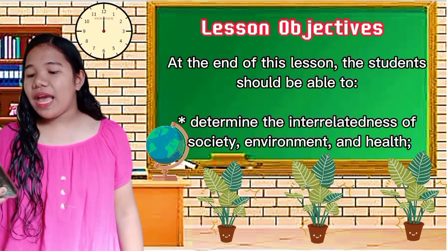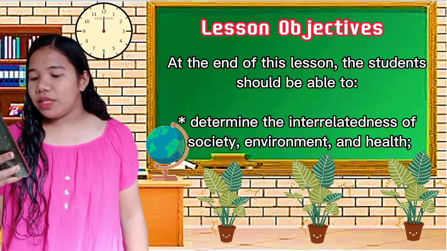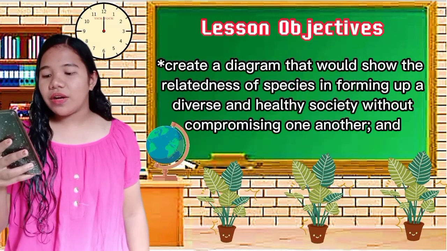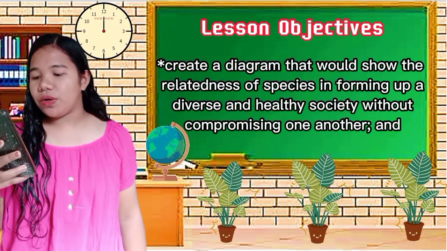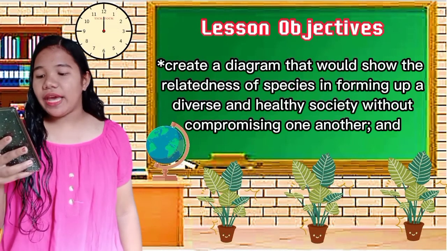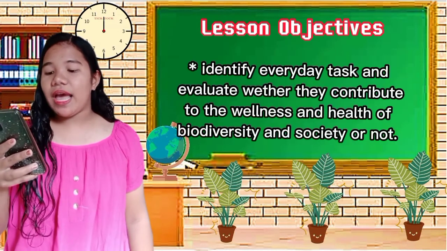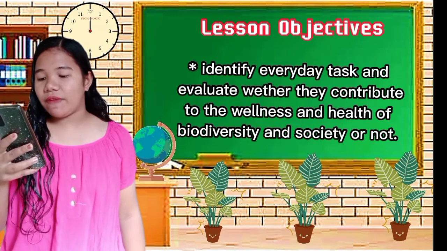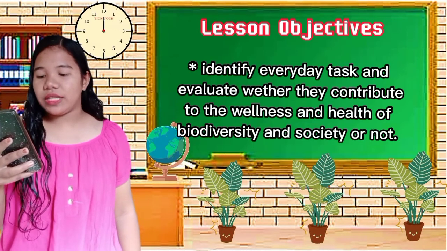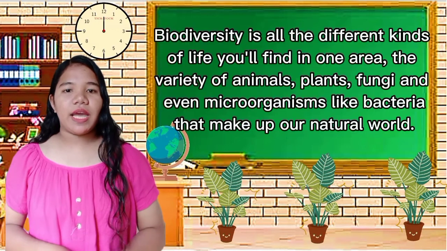Lesson objectives: at the end of the lesson, the student should be able to determine the interrelatedness of society, environment, and health, create a diagram that would show the relatedness of species in forming up a diverse and healthy society without compromising one another, and identify everyday tasks and evaluate whether they contribute to the wellness and health of biodiversity and society or not. So first, what is biodiversity?